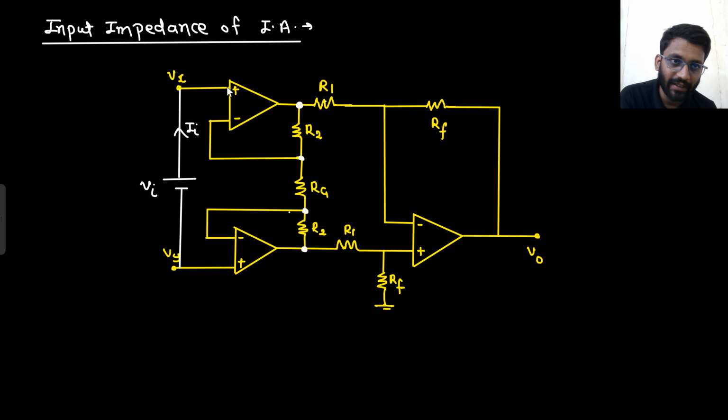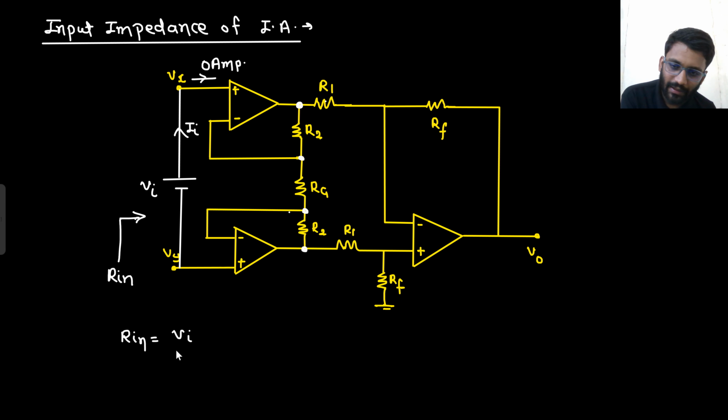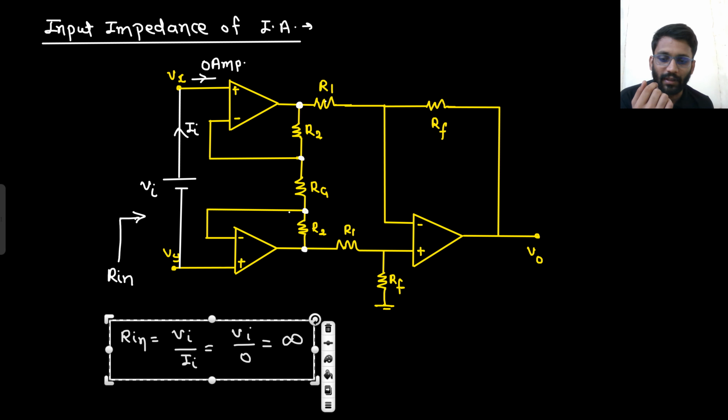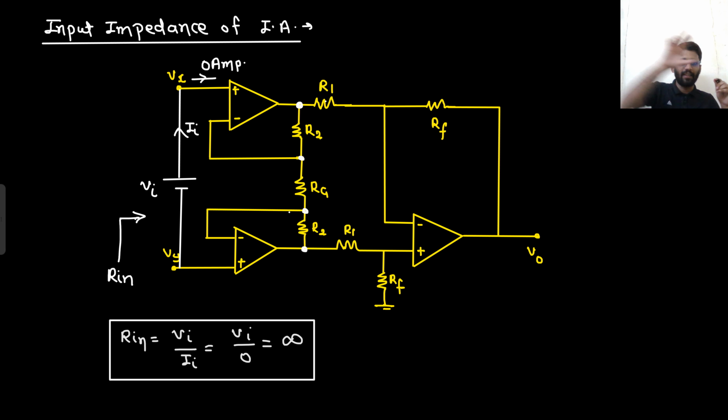Since the OpAmp is connected directly, the OpAmp will drive 0 ampere current. So what is your R in? R in is looking from here. This was your R in. So R in will be V in by I in. What is I in? I in is 0. So R in will be infinity. So in the instrumentation amplifier, there is a very high input impedance.